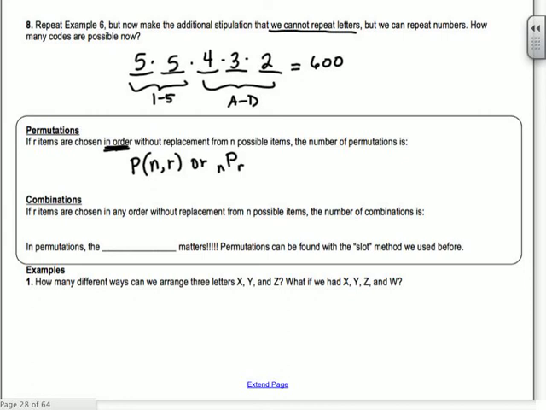It equals n factorial over n minus r factorial. Okay, so we'll talk about that in a second. For permutations, you can still use what we call the slot method. For combinations, you cannot.